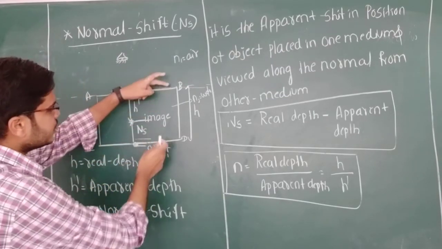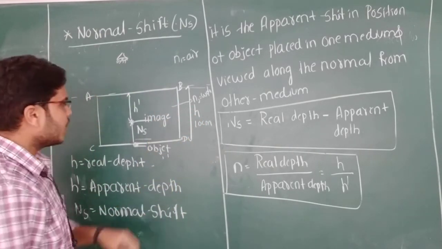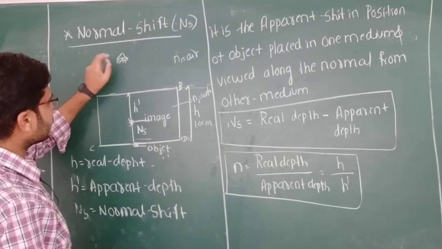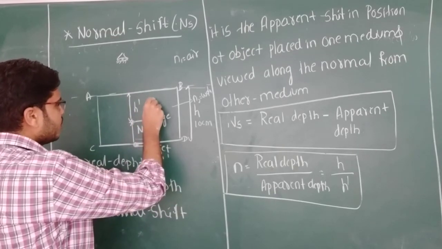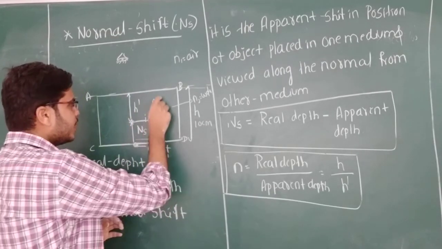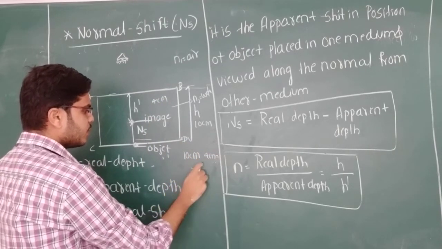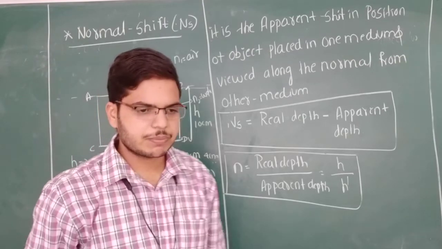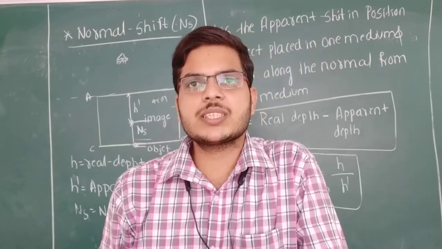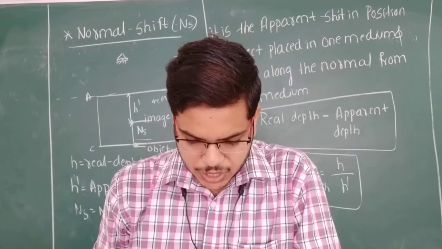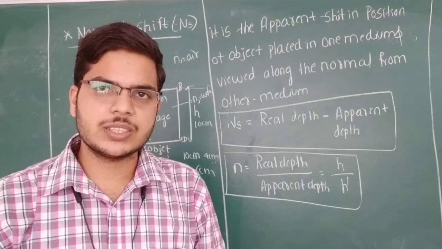For example, this thickness is 10 centimeter. If you look normally from the air medium, the object appears to be only 4 centimeter. Then the normal shift is 10 centimeter minus 4 centimeter, that is equal to 6 centimeter. It means from the bottom the object appears to be coming upward 6 centimeter, so that if you look at it, it only looks like 4 centimeter. This is the normal shift.